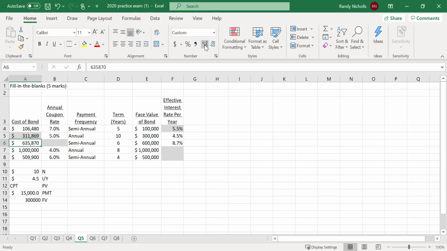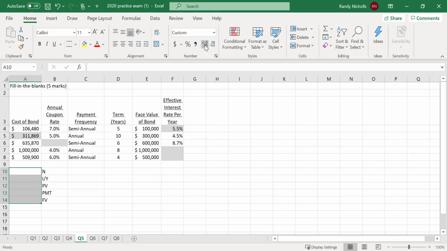Again, always a good idea, just give it a little reasonableness check. It's a $300,000 bond, so 311 sounds close. It has a coupon rate of 5%, but the market rate is 4.5. So if I only need to make 4.5 and it pays 5, I'm willing to pay more. So I expect something slightly more than 300,000. Okay, let's do the next one.